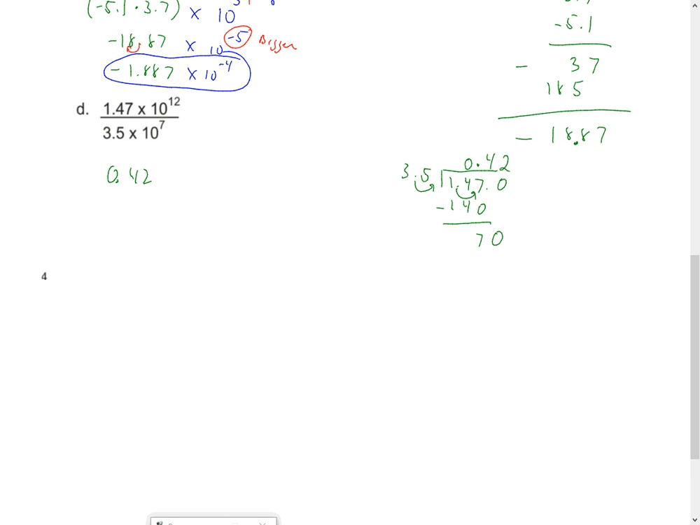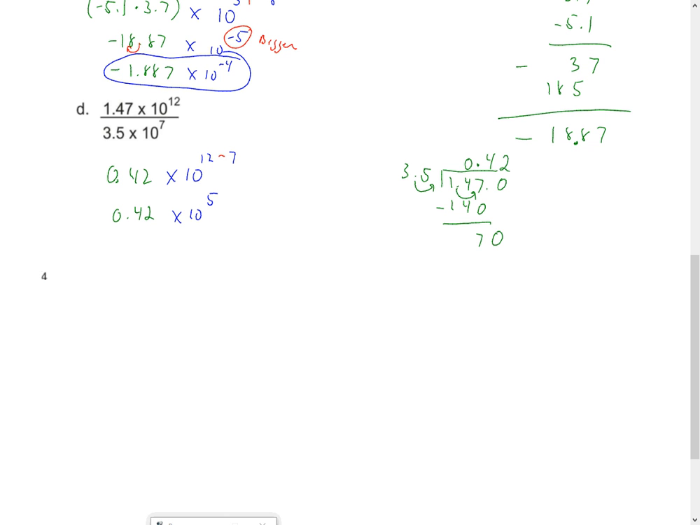So Raph, what do I do with the power of 10 part? It's a division problem. How do I do my powers of 10? 10 to the what? Correct, great. And he said it exactly the way I was hoping. He did 10 to the 12 minus 7. Take the top exponent and subtract from it the bottom exponent. So here's where we're at right now, 0.42 times 10 to the 5th.